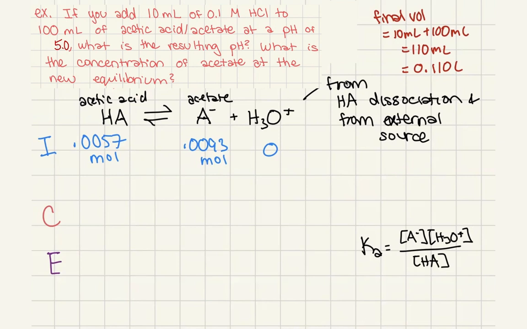In terms of the change, we're adding 10 milliliters of 0.1 molar hydrochloric acid. We need to figure out how many moles of H3O plus we're actually going to be adding, because remember that the HCl is going to dissociate to give you H3O plus. And how much? Well, we have our 10 mL, so that's 0.01 liters, because remember, molarity is in moles per liter. And then we have 0.1 molar. This is going to give us 0.001.